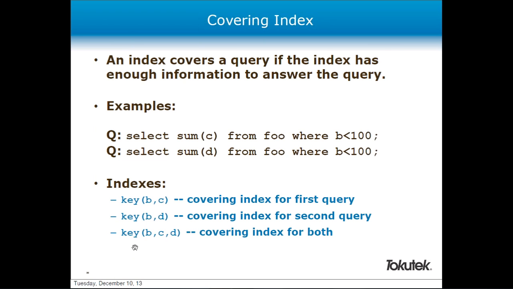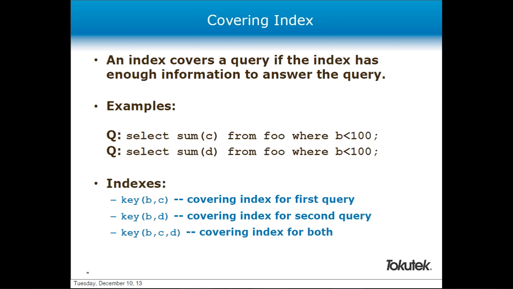A covering index is an index that covers a query if the index has enough information to answer the query. So as an example, if you have a query, select sum C from foo where B is less than 100, and select sum D from foo where B is less than 100. Well, you have an index of B comma C. That's a covering index for the first query, but it is not a covering index for the second query.